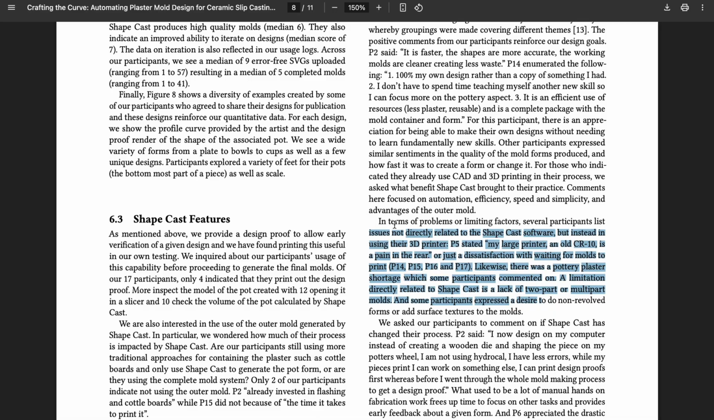There are also a variety of limitations. Many of them were around 3D printing itself. So someone had an old printer and the printing part was really annoying, or prints were slow. And several people commented on the lack of two-part molds, which I still get comments on, or more fancy molds.